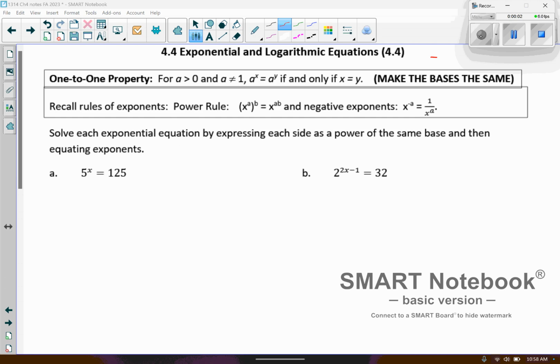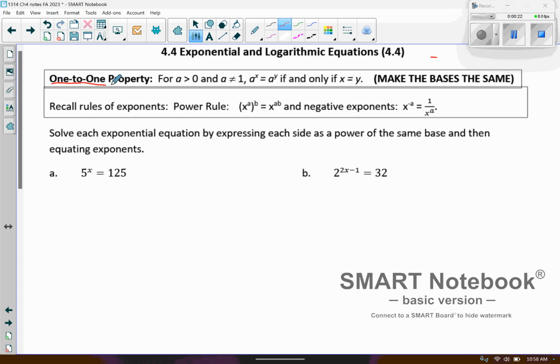Okay, 4.4 exponential and logarithmic equations. Now we're going to use everything we've learned in the previous couple sections and put these into equations, and we're actually going to be solving for values now. The first property we're going to look at is the one-to-one property.